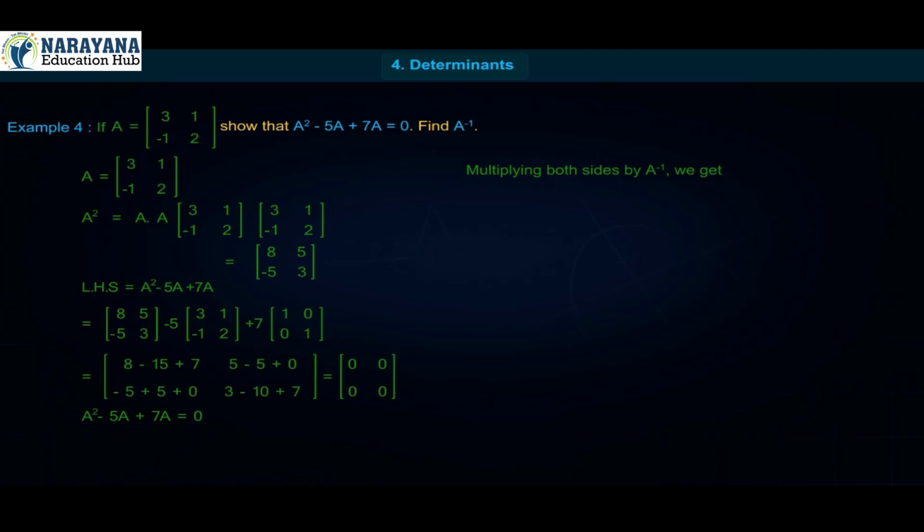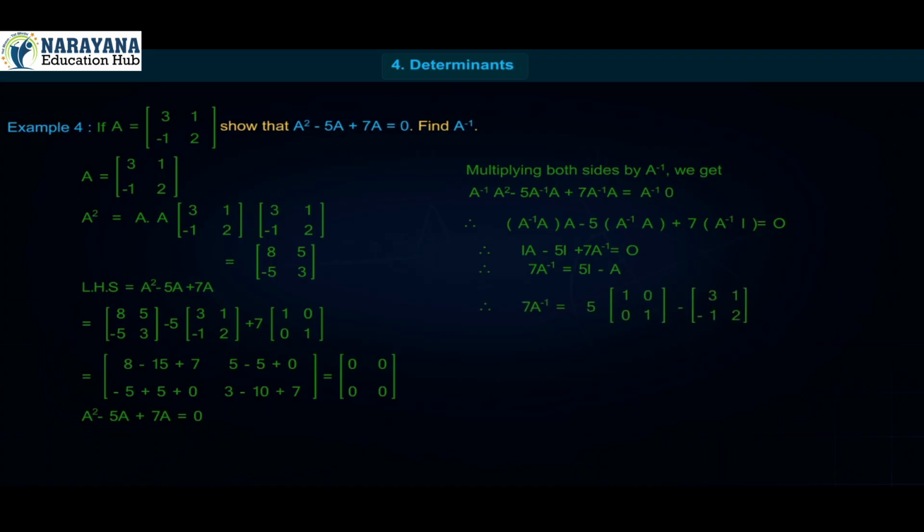Multiplying both sides by A inverse, we get A inverse into A square minus 5 into A inverse into A plus 7 into A inverse into I is equal to A inverse into 0. Therefore, A inverse into A into A minus 5 into A inverse into A plus 7 into A inverse into I is equal to 0. Therefore, IA minus 5I plus 7A inverse is equal to 0. Therefore, 7A inverse is equal to 5I minus A.